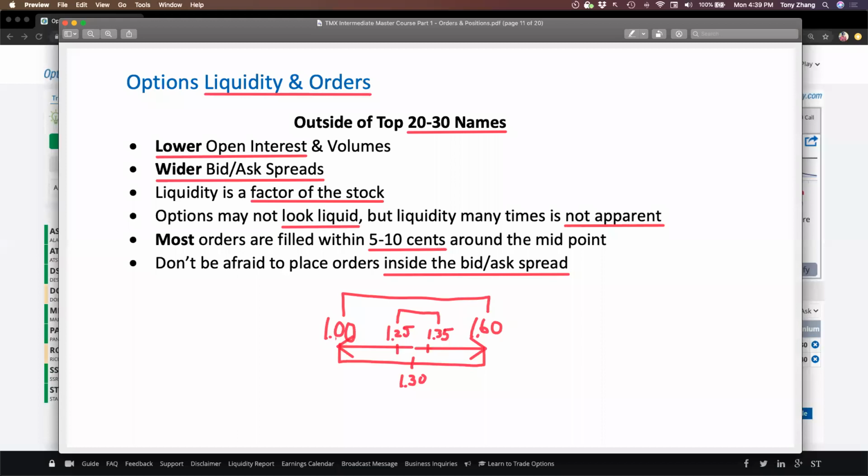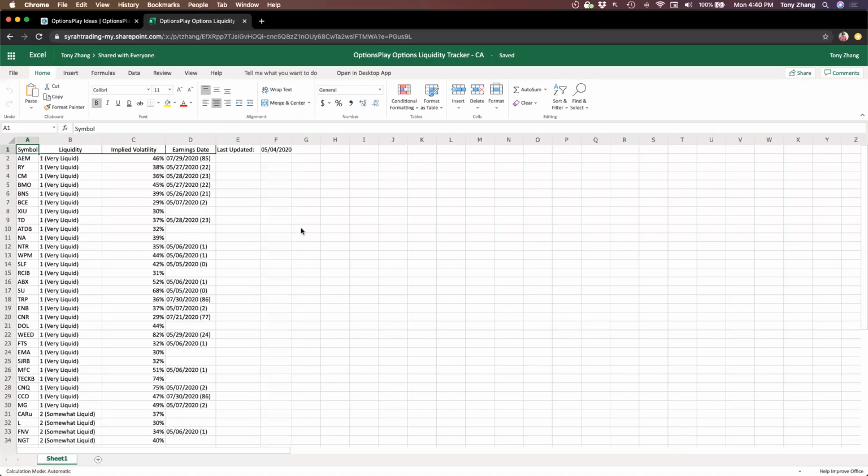Let me pull up this spreadsheet that we have created for Canadians, which I will show you how to access in one second. But just to give you a sense for the liquidity, we have created a liquidity tracker for Canadian symbols so that you can get a sense for what the most liquid symbols are. As you can see, there are 29 of what we would consider very liquid symbols in Canada at the moment.